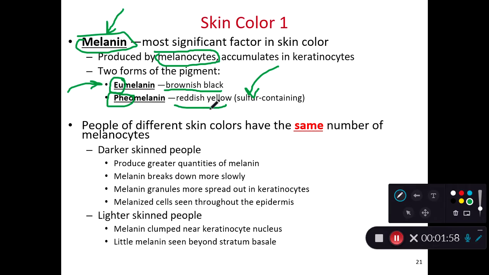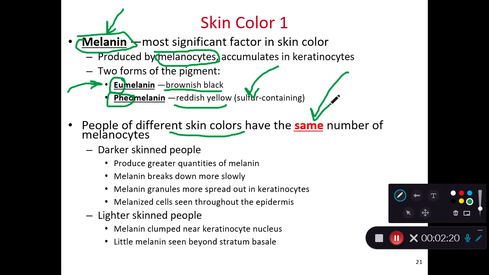Now, this I find to be really cool. Even though you look around, you look in a crowd of people, all these different people have all these different levels of pigmentation or melanin in their skins. We have different skin colors across a wide spectrum of people. But even though those people have different skin colors, they all have the same number of melanocytes.